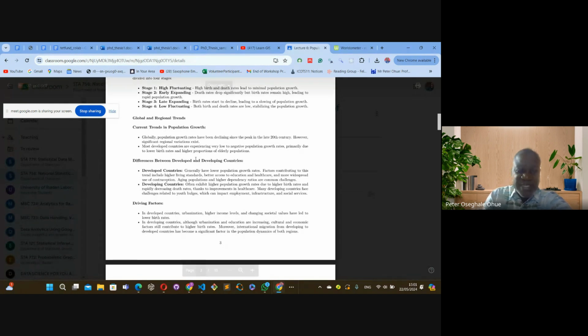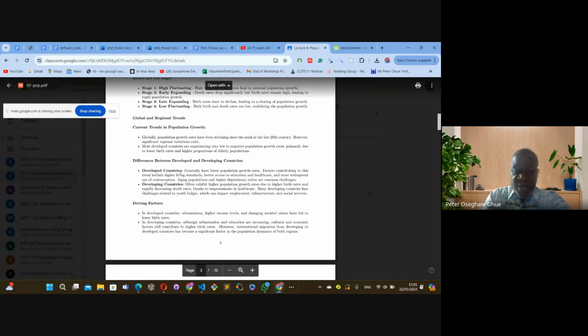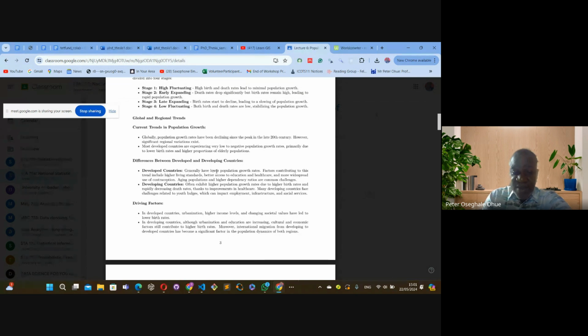So we want to look at the differences between developed and developing countries. In developed countries, there is a lower population growth rate. What are the factors contributing to this? There is a higher living standard, so people are living longer. There's better access to education and healthcare. That's why we travel there to go and have education and healthcare. And more widespread use of contraception.